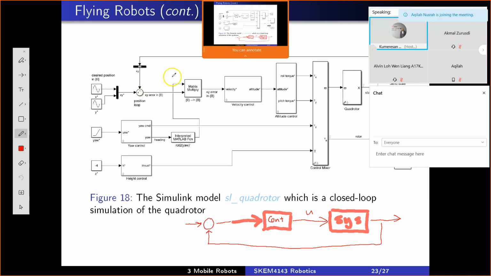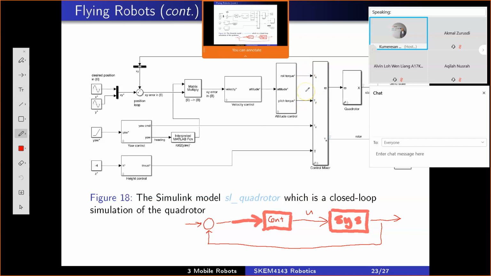But if you notice here, the output of one controller becomes the set point to the next controller. Okay, so this is the position controller. The output of it becomes the velocity set point, and the output of the velocity controller becomes the attitude set point, and finally the attitude controller generates torque, tau x and tau y.